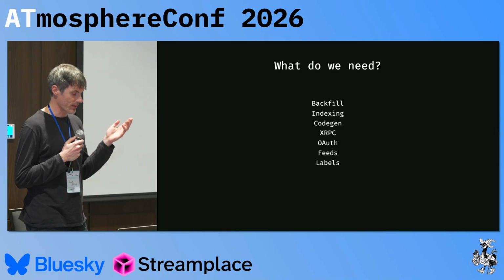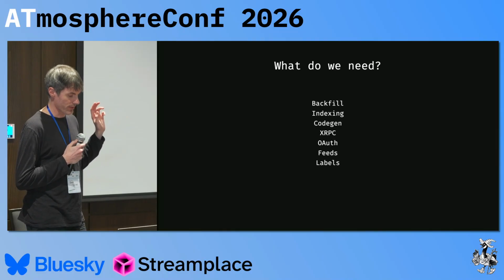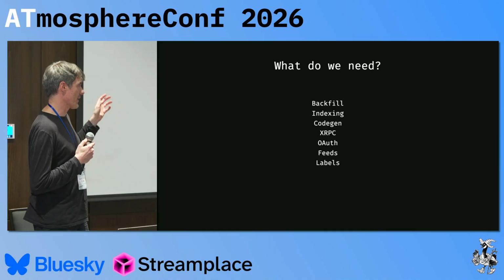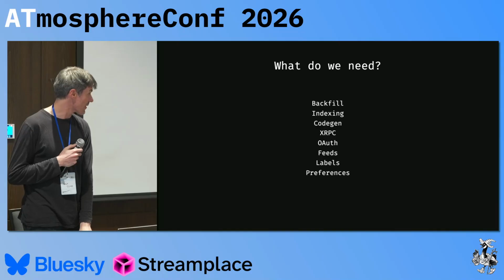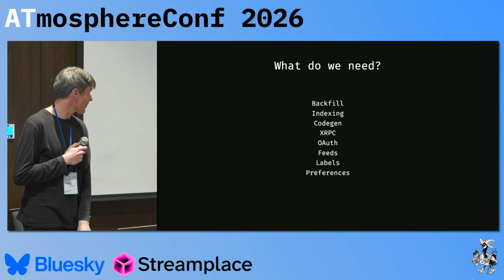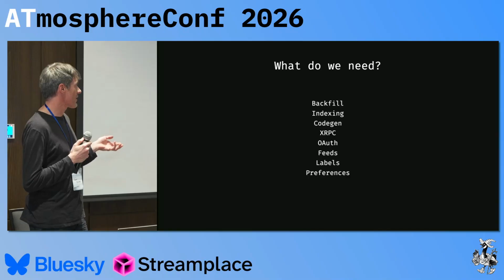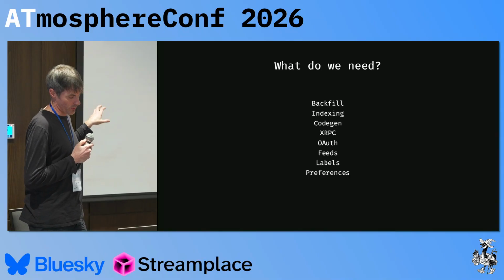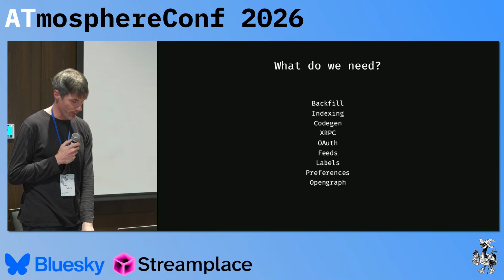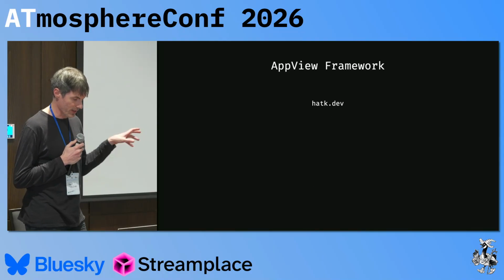Labels, obviously if you want to do some kind of moderation, you're going to need to have some sort of support for labeling. This can be just a simple table in your database to make it quick. And then preferences, sometimes you want to have data that's stored privately to the AppView, and you can just have a preferences table for that. And then Open Graph, so generally you want to have a way to share image previews back to Bluesky for rendering a social post.